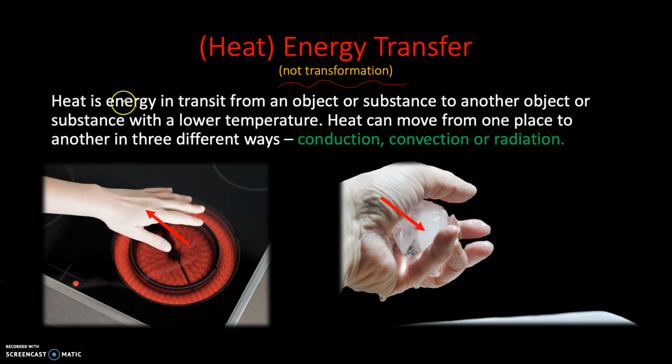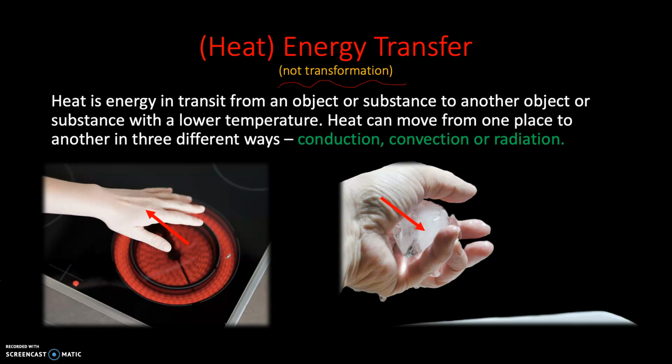Heat is energy in transit from an object or substance to another object or substance with a lower temperature. Heat can move from one place to another in three different ways. So today I'm going to teach you about conduction, convection, or radiation. Let's start with conduction and these two examples I've got on this slide.